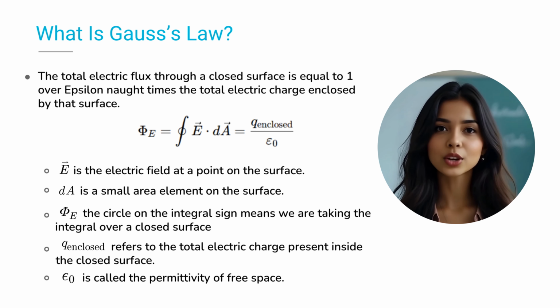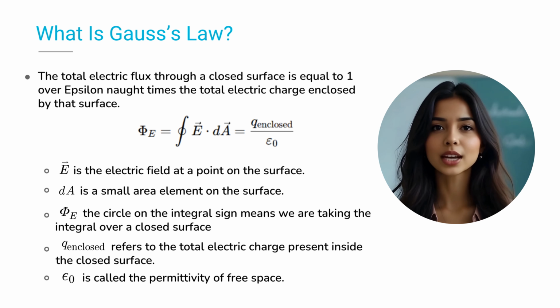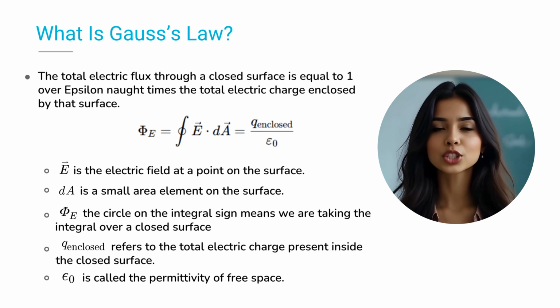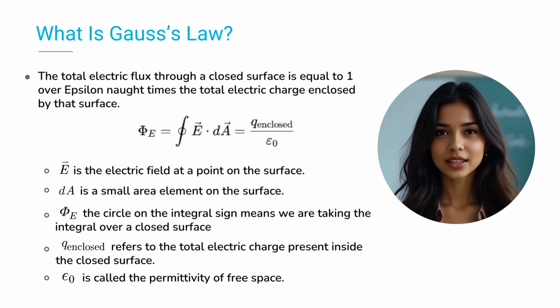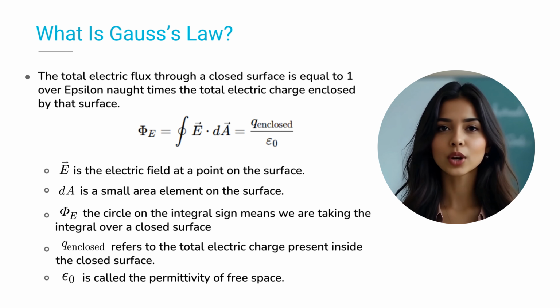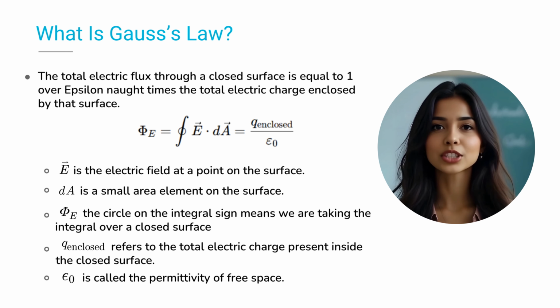Here, E vector is the electric field at a point on the surface. That means it tells us the strength and direction of the electric force at that location. dA vector is a small area element on the surface. It is a tiny portion of the surface with a direction perpendicular to the surface at that point. The circle on the integral sign means we are taking the integral over a closed surface. Examples of closed surfaces are a sphere, a cylinder, or any shape that completely encloses space.